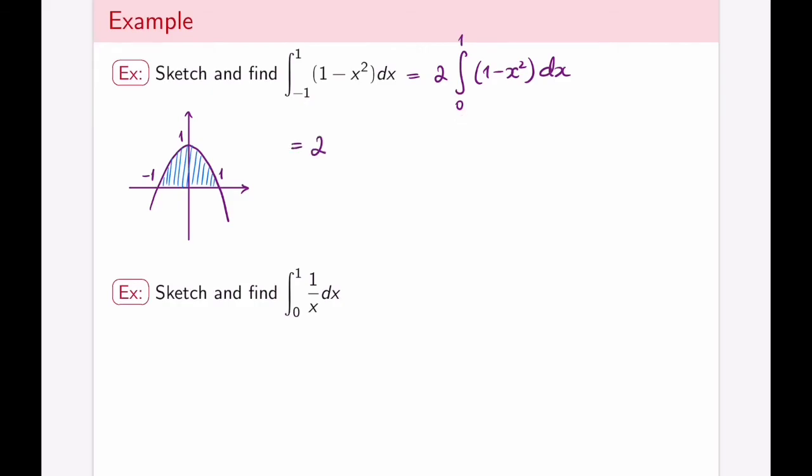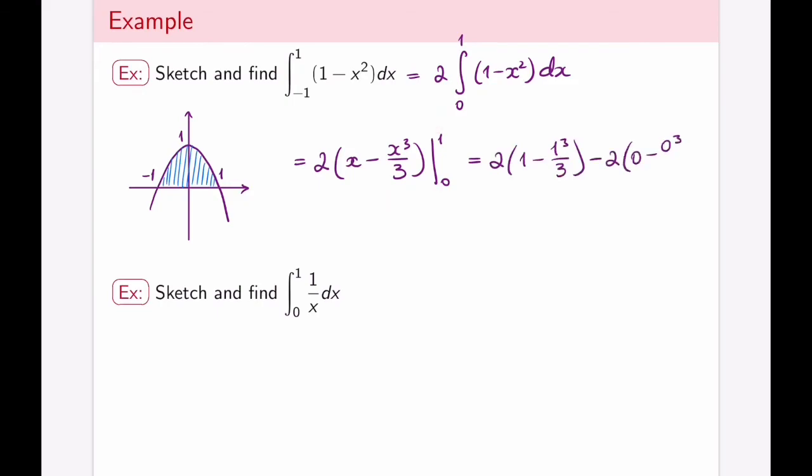So what I have now is 2 times the antiderivative of the inside, 1 minus x squared. The antiderivative of 1 is just x. The antiderivative of x squared is x cubed over 3. And I have to calculate this between 0 and 1. So again, first find the antiderivative, then plug in the numbers. We plug in the top number minus we plug in the bottom number. So here I have 1 minus 1 cubed over 3 minus 0 minus 0 cubed over 3. So altogether, I will end up with 4/3.